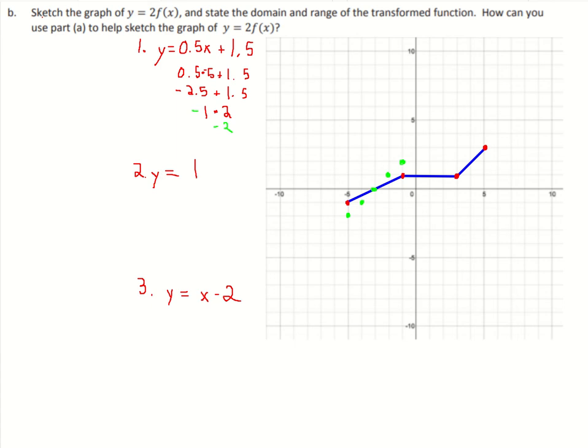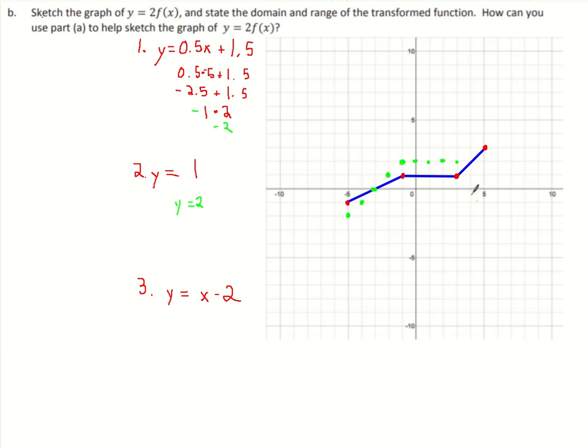For my y equals 1, well, that's pretty simple. I'm just going to take this and multiply my y by 2. So instead of y equals 1, I'm going to have y equals 2. So for this next chunk, y equals 2 across all of these points.